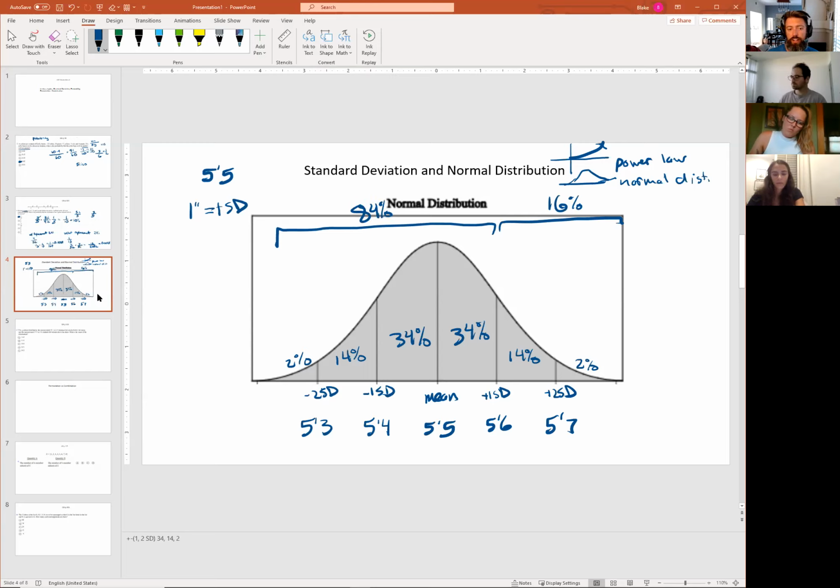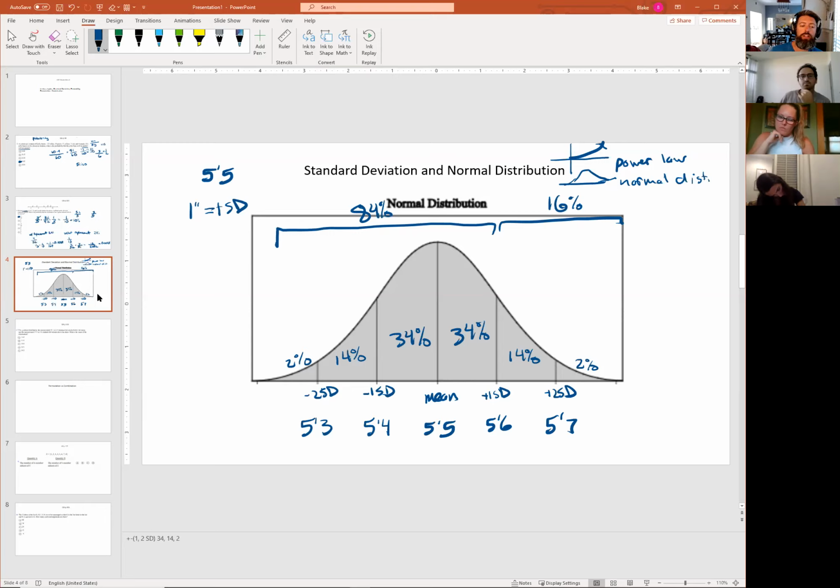Now, what I could have done here is said, okay, 34 plus 34 is 68. 68 plus 14 is 82, and then 82 plus 2 is 84. I could do that, or I could say the whole thing adds up to 100. Let's just subtract 16. So someone who's 5'6" is in the 84th percentile in height. You can say they're taller than 84% of American women. You can say they're shorter than 16% of American women. Does this make sense to everyone so far? Okay.